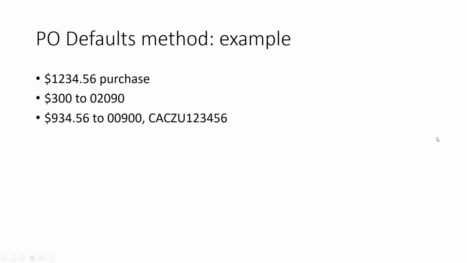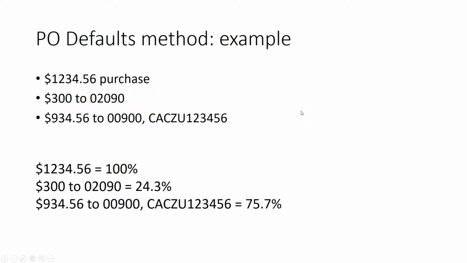So here's an example. Say I made this purchase, $1,234.56. That's the total amount of my purchase, but I need to split code it. $300 of it is going to 02090, but this $934.56 is going to this made-up incident number 0900.